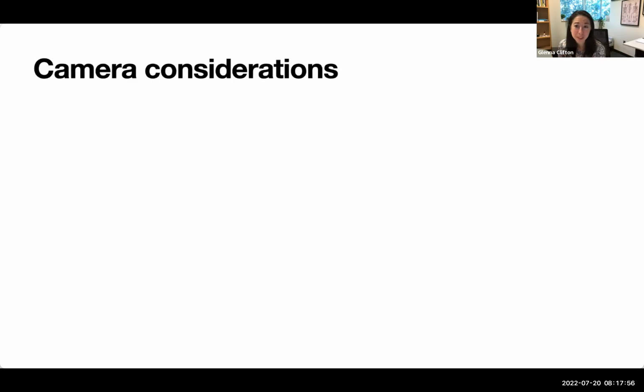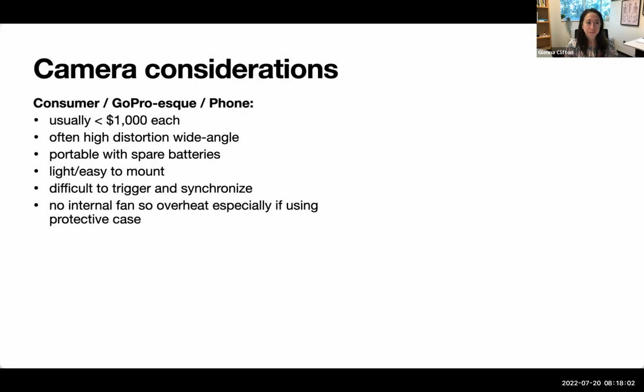So some considerations for your cameras. There's kind of 3 ways you could go with choosing cameras. You could go for the consumer, GoPro-esque cameras. They're usually pretty inexpensive. However, they often have a lot of wide angle, which leads to a lot of distortion. But they're very portable. They've got spare batteries, they've got a lot of accessories, and they're really light and easy to mount places.